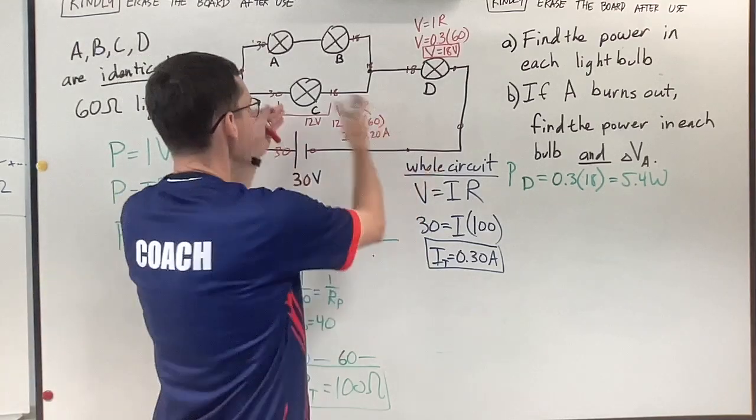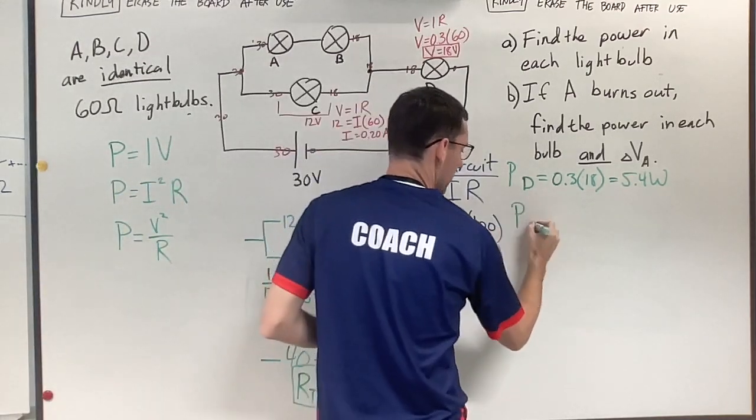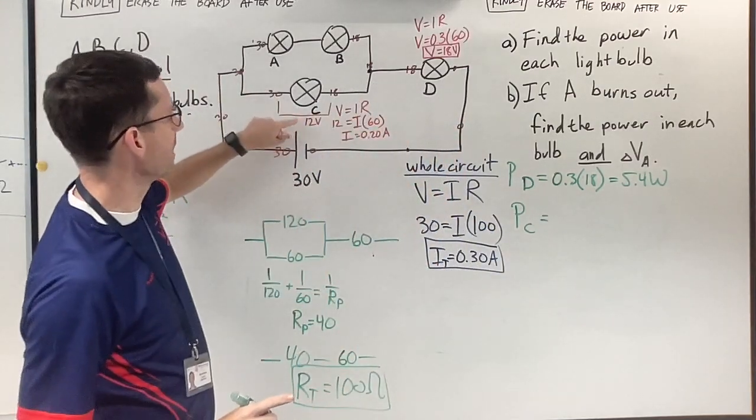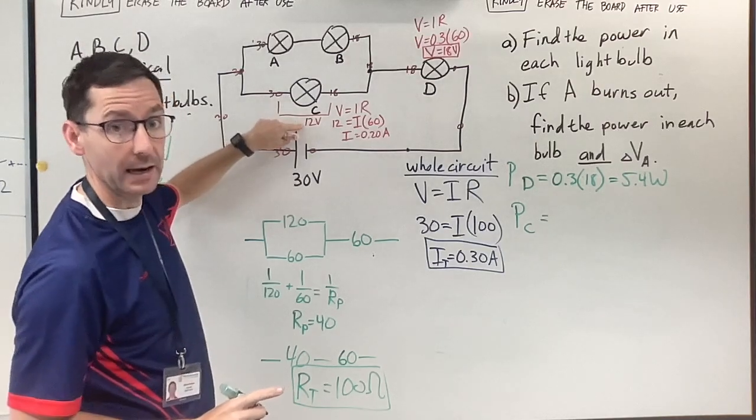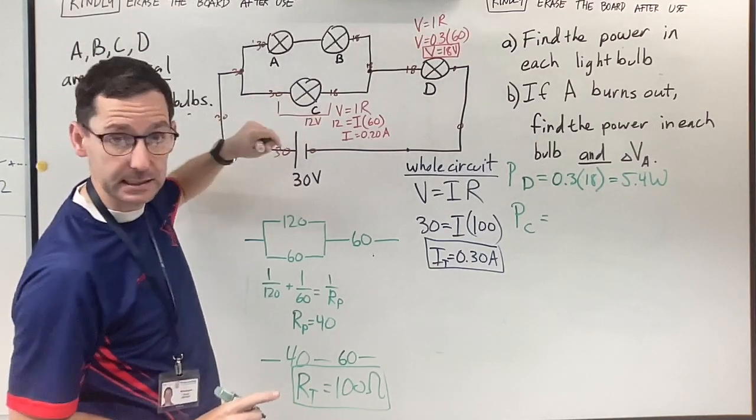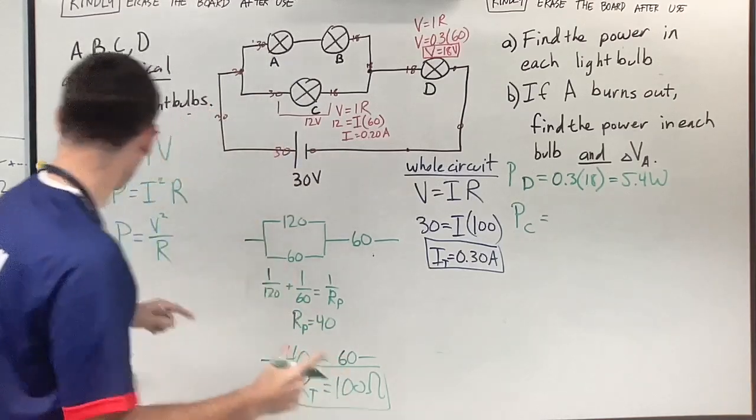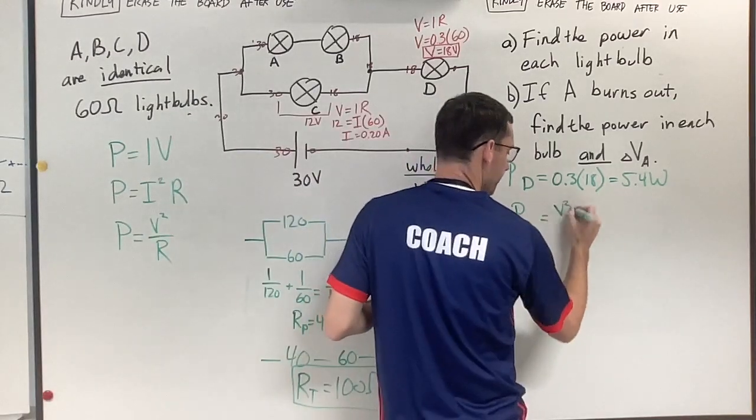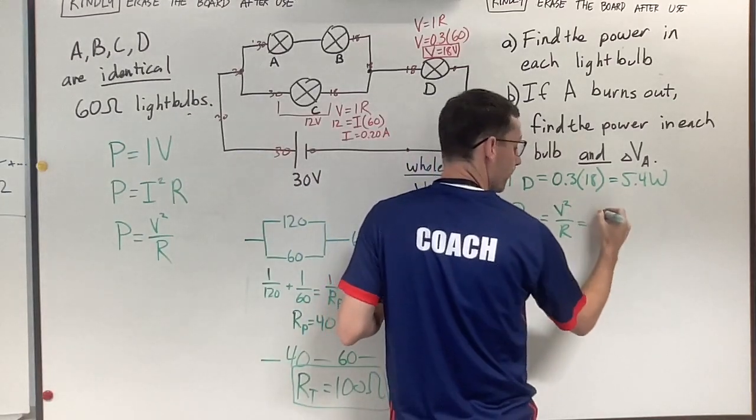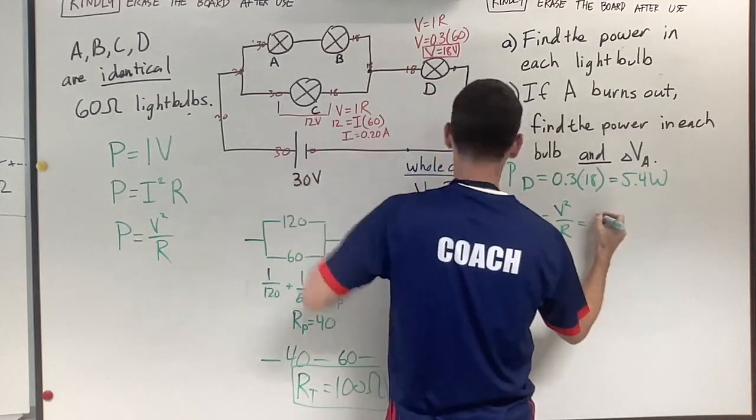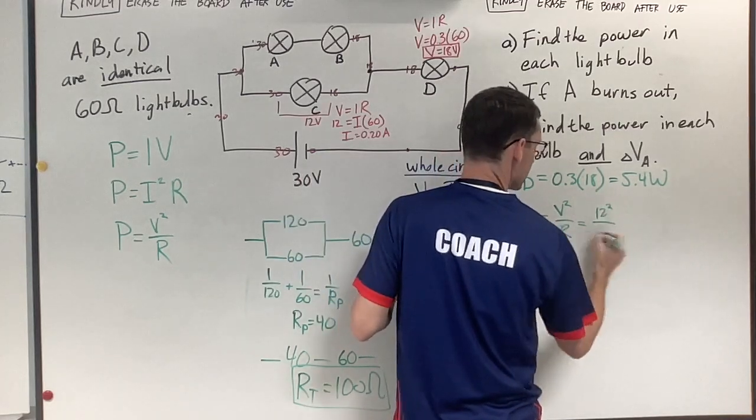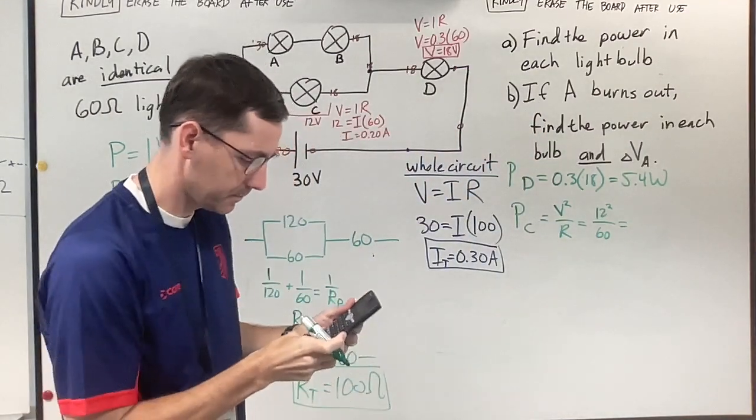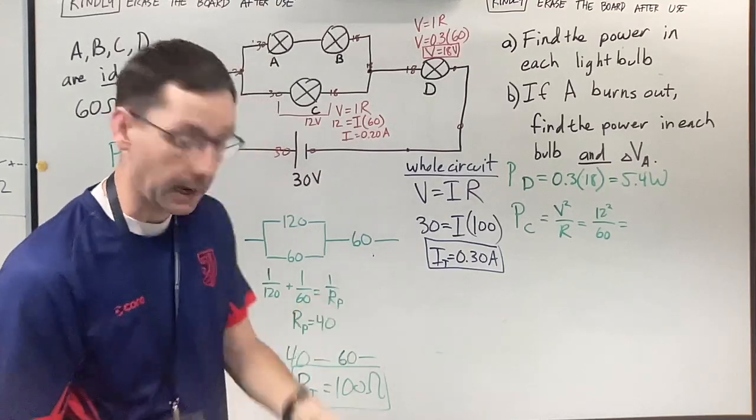Okay? Now I'm going to move over to C. So now let's do the power in bulb C. So the power in bulb C, I already know the potential difference is 12, and I know the resistance is 60. So if I've got V and R, I can use this one. Power equals V squared over R. So I'm going to use that one. So the potential difference was, we said 12. The resistance is 60. So that's 144 over 60. And I get 2.4.